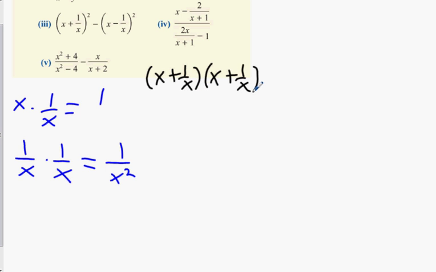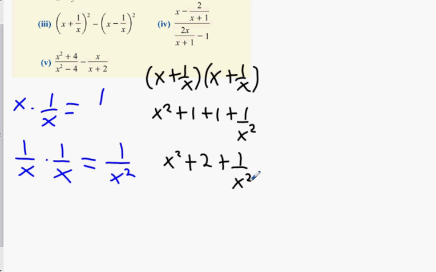How many items should I have when I multiply it out properly? 4. I'm going to have x squared, I'm going to have 1, I'm going to have another 1, and then I'm going to have 1 over x squared. How many items does that turn into now? It'll turn into 3 items because the 1 plus 1 in the middle will turn into a 2. Everybody happy enough with that?